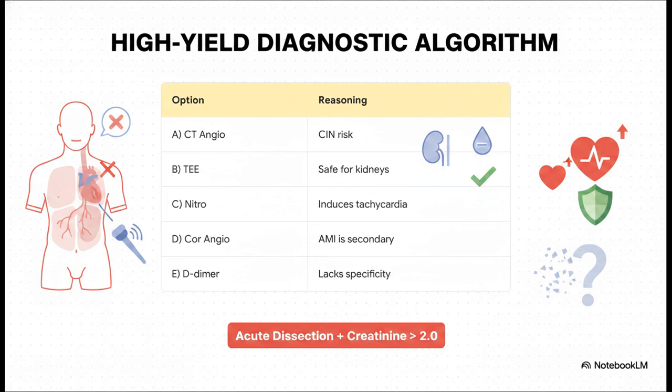Choice D, coronary angiography, requires contrast and is for an acute MI, which takes a backseat to a highly probable dissection right now. And choice E, D-dimer, it's sensitive, sure, but it lacks the specificity you need for definitive management, and it just wastes critical time. So TEE is the only safe, definitive diagnostic modality left for this patient.